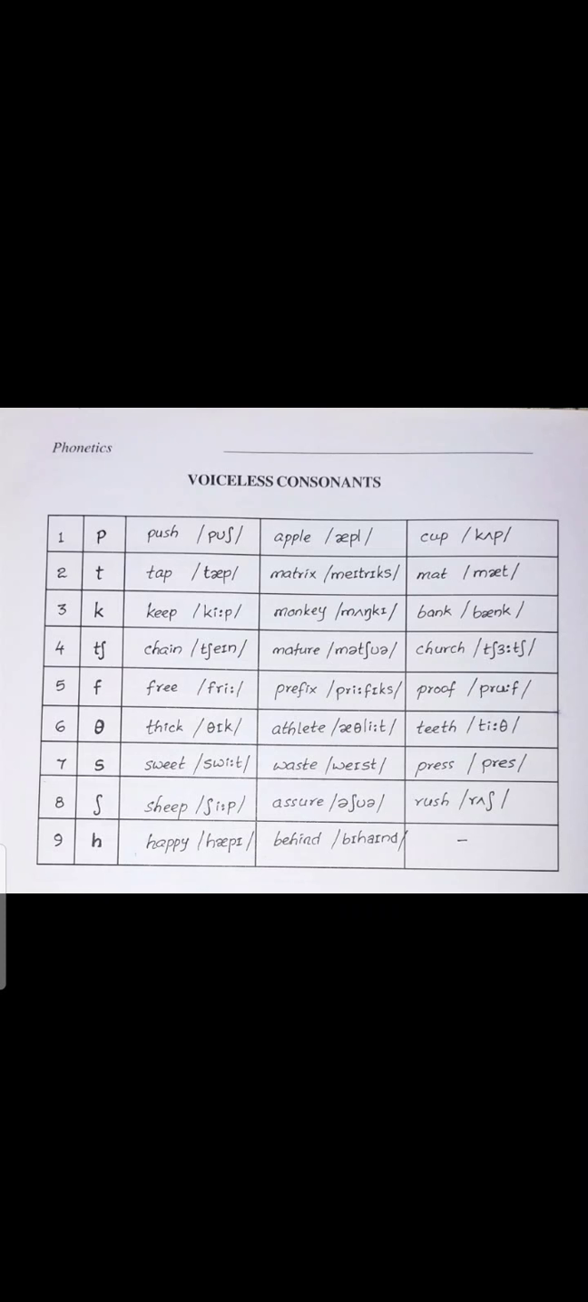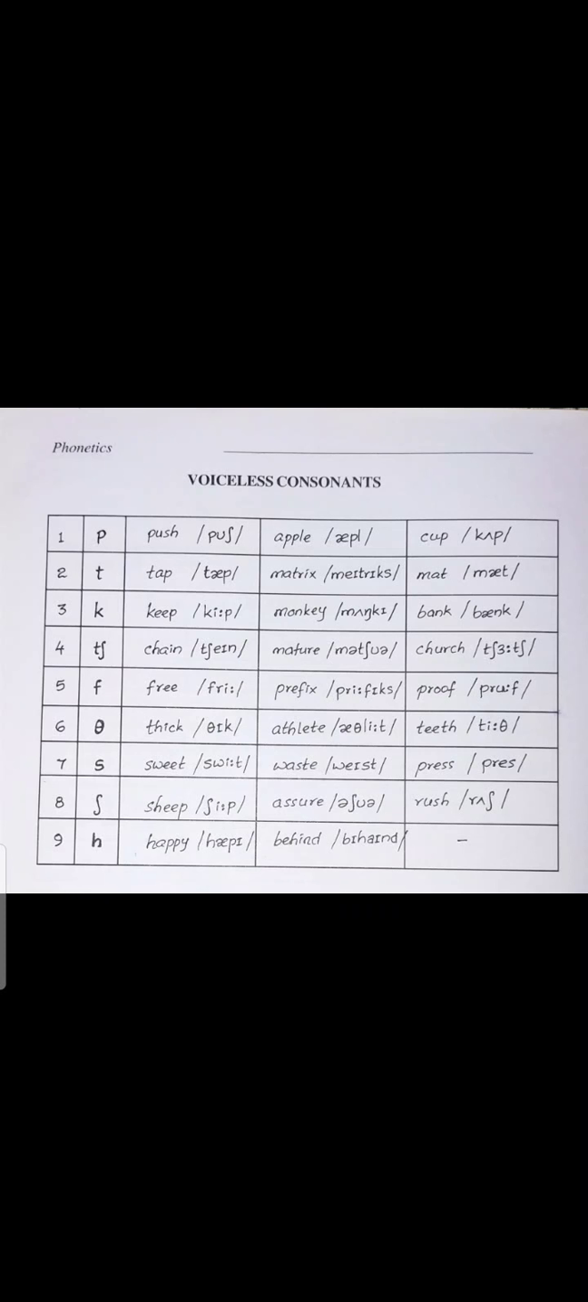The seventh voiceless consonant sound is "s". In the initial position, sweet. In the middle position, waist. In the final position, press.